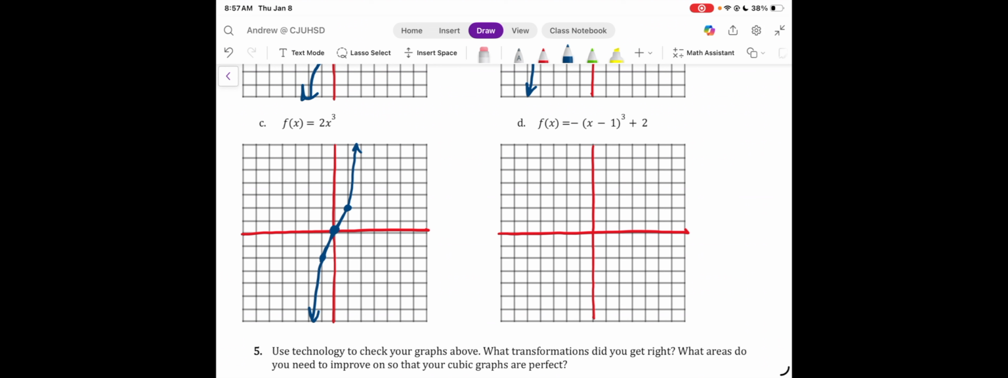All right, D has 3 transformations. It has a negative, it has an x minus 1, it has a plus 2. So notice how similar this was to the jump start. It goes right 1, up 2, but then it's got a negative. So what's the negative do? It flips it upside down.